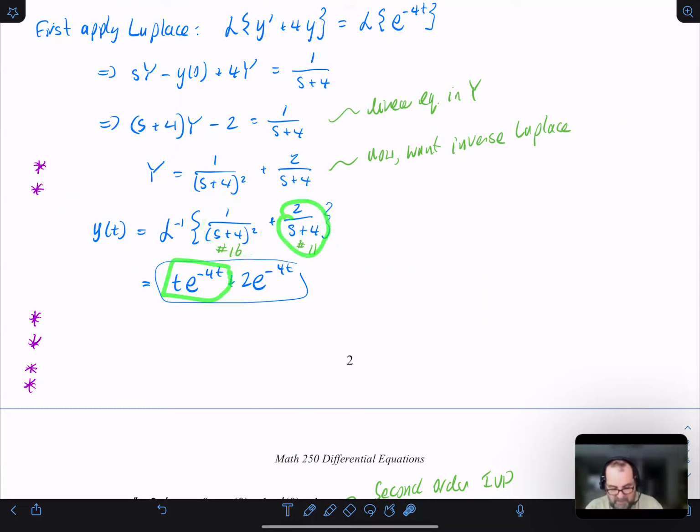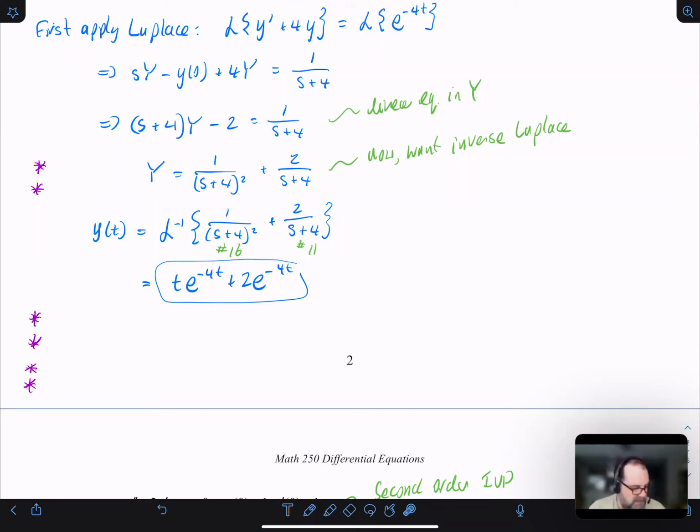This is a number 11 with a 2 in front, right? We put the 2 in front, factor out the 2: 2 times 1 over s plus 4. 1 over s plus 4 is a number 11, which comes out like this. So this is, in fact, y of t. This is the solution to the initial value problem, all in one go. There's no plus c's here. This is the particular solution that solves the DE and satisfies the initial condition. So kind of a slick way of doing it.